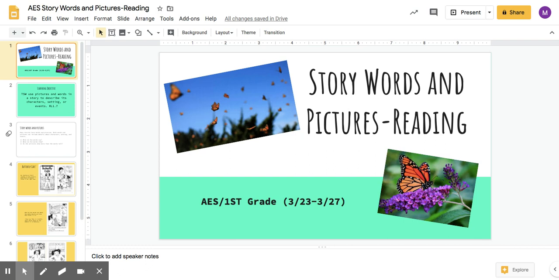Hey guys, this week's reading lesson is on story words and pictures. And just by looking at the pictures on our first slide, what do you think our story might be about? In our picture, there are butterflies and flowers. So, does that give us a hint to what our story may have in it?